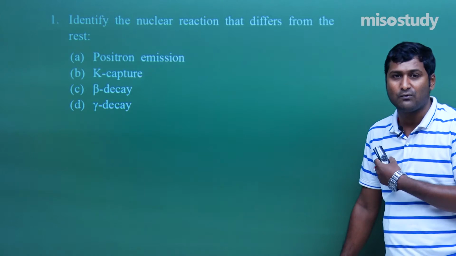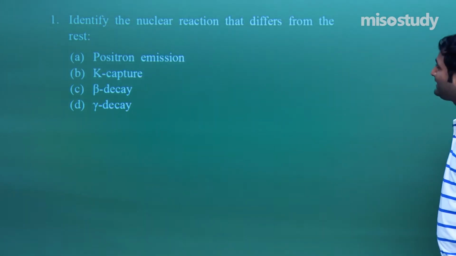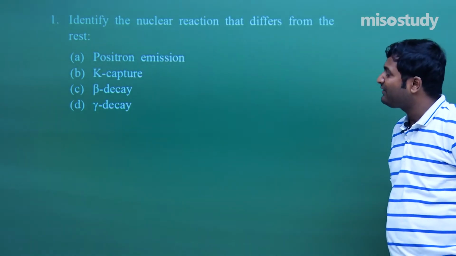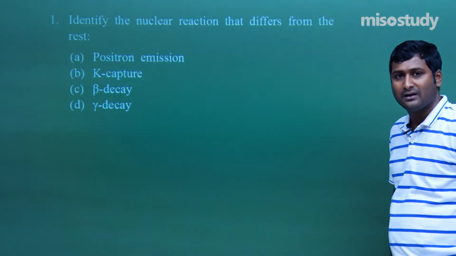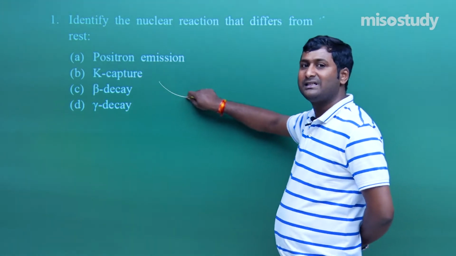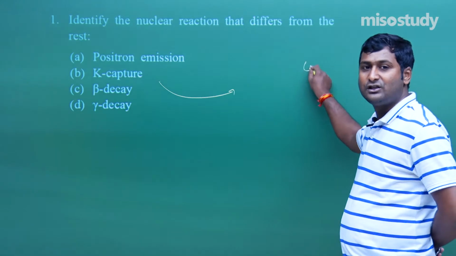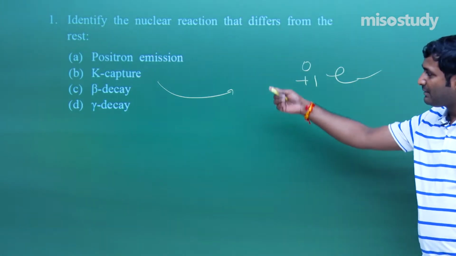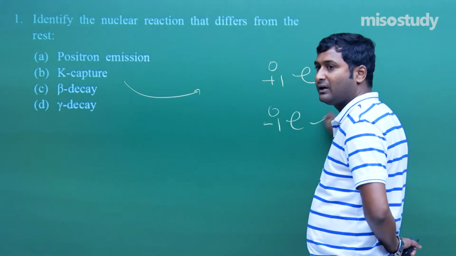Read the question carefully. What is given here, friend? Identify the nuclear reaction that differs from the rest. As we know, in nuclear reactions, if I talk about positron emission, what is a positron, friend? That is 0 +1 e. This is the positron. What is K capture? K capture involves 0 -1 e.